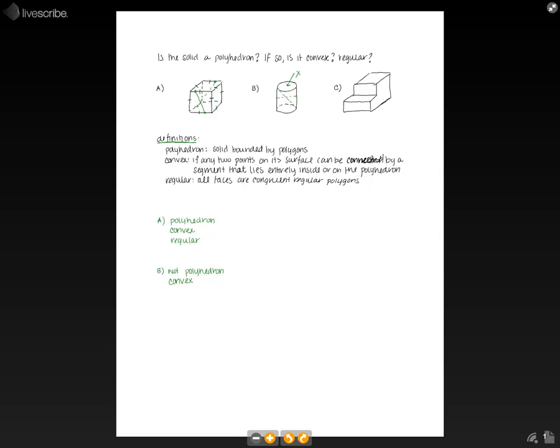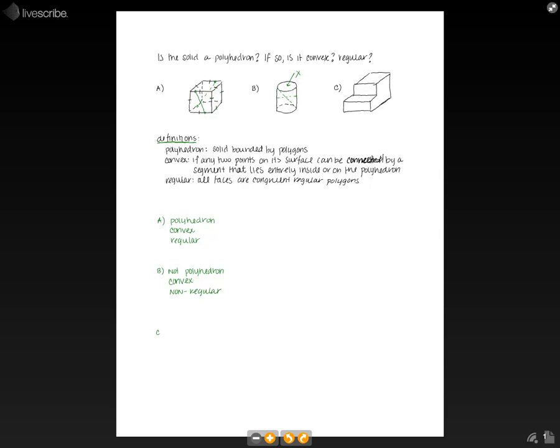Alright, and then is it regular? Are all the faces congruent regular polygons? Well, we already know the top and the bottom are not polygons, so they obviously can't be congruent regular polygons. So, no, it's non-regular.